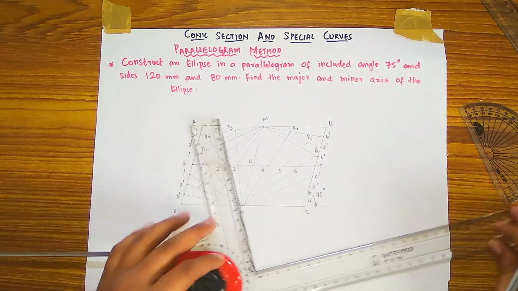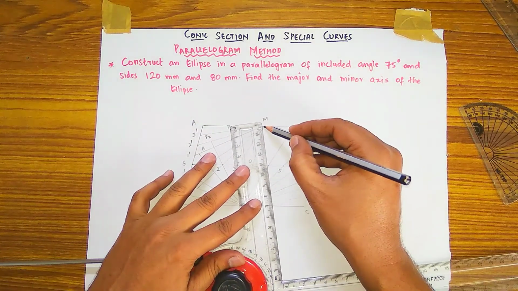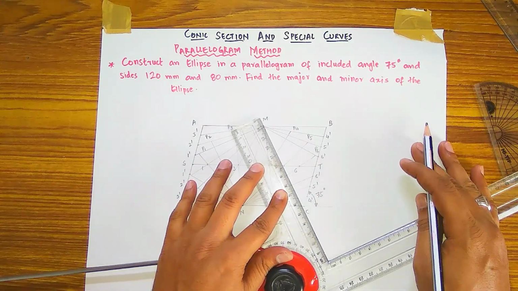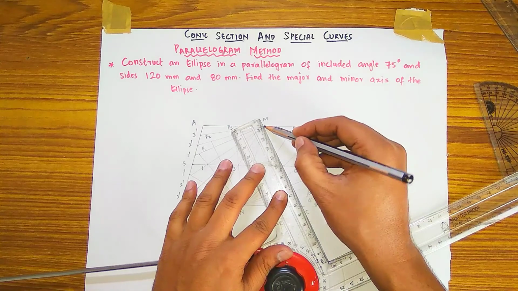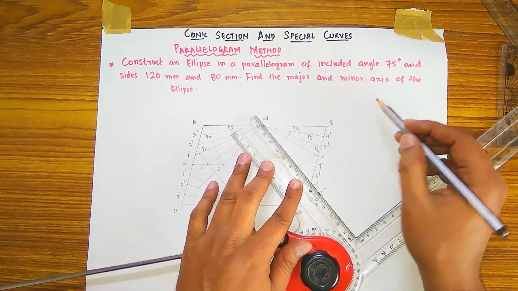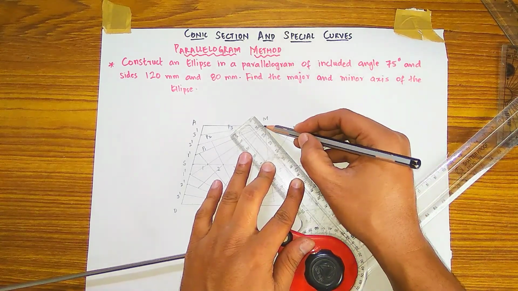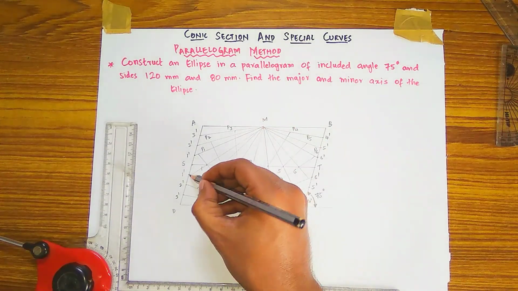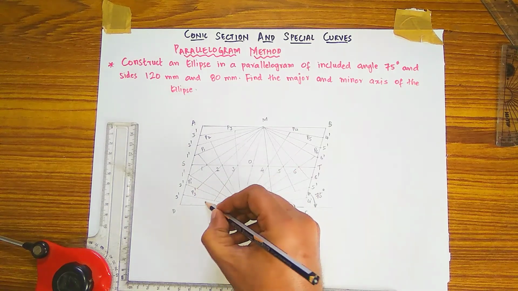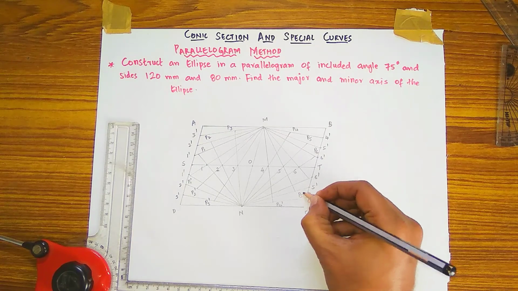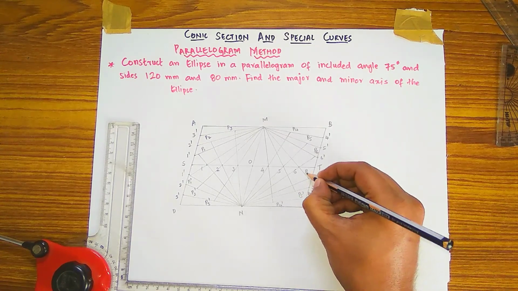The same also you have to do from M, 4 dash. From 5 also, from M, 5 dash line. And from 6, from M, 6 dash. Like this you have to mark the points, and this point will be P1 dash, this will be P2 dash, P3 dash, P4 dash, P5 dash, and this will be P6 dash.